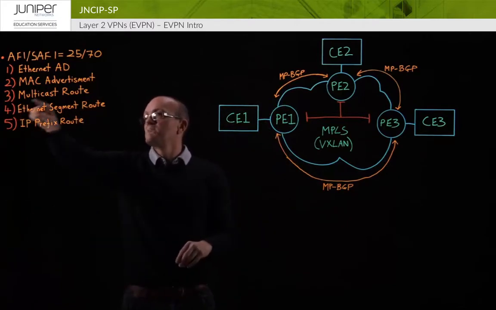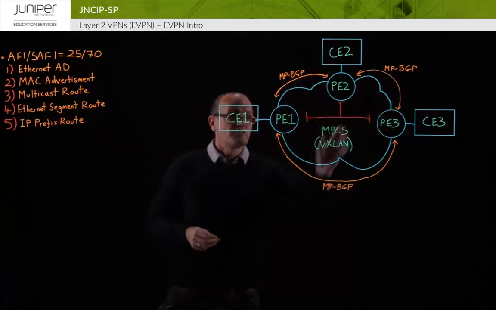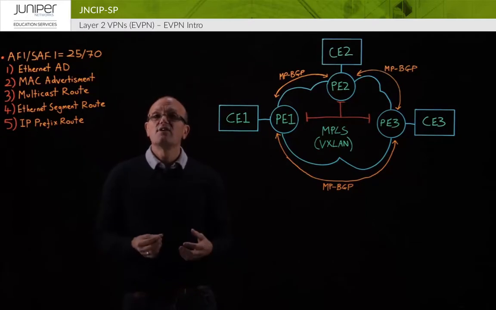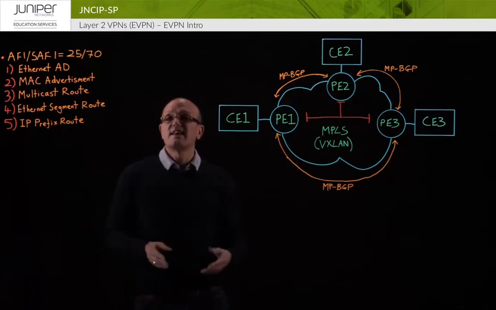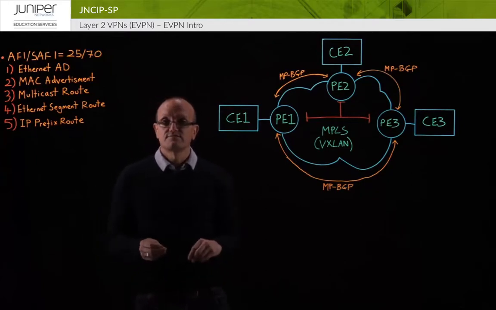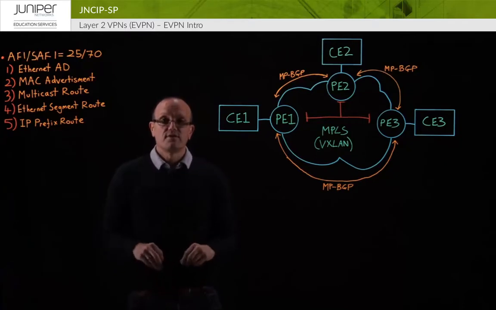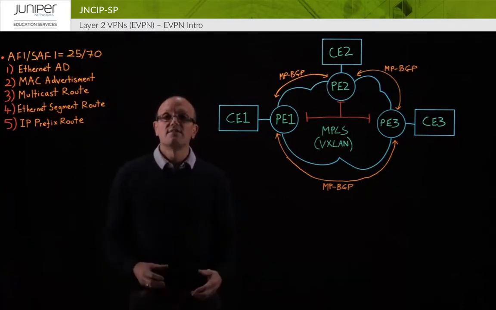We have the multicast route, and this is used to build multicast forwarding trees in the network so that we can send the broadcast, unknown unicast, and multicast traffic necessary to deploy an Ethernet multi-access segment. And then finally, we have the IP prefix route. And we'll cover these different route types in more detail in the following videos.